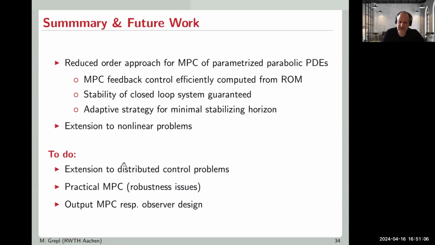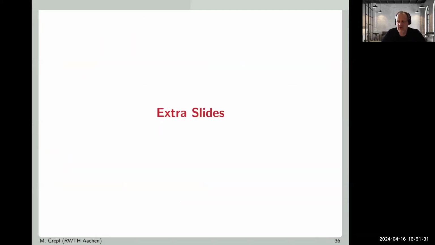As for future work, we are currently extending the ideas to distributed control problems. There are some robustness issues, which is called practical MPC, which we are looking at currently. Also, I mentioned that we still need to project the initial condition, so it's going to be interesting to look at output MPC or an observer design such that we can also avoid this initial projection in every MPC loop.